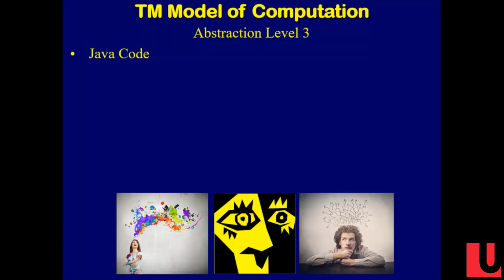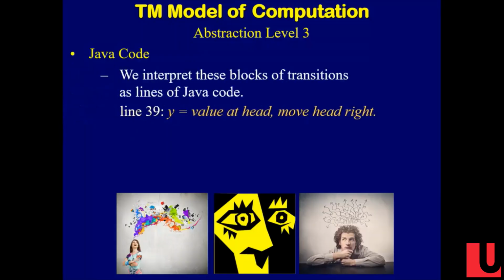So now we can come up to another level of abstraction. Now I can say, hey, that block of state transitions, what's actually happening at line 39? I'm reading whatever value is stored where the head is and putting it in y, and I move my head right. That's what that line of code was doing.